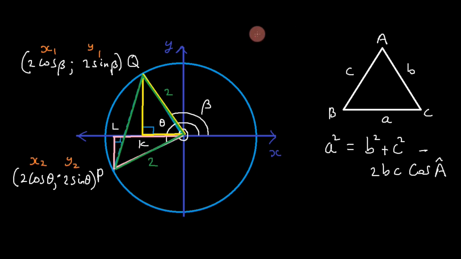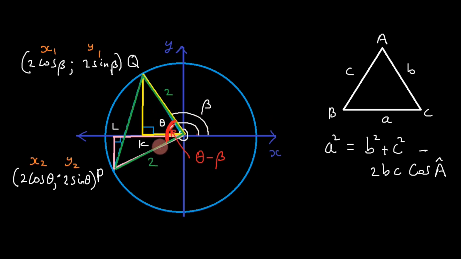Now, before we can do this, just notice that this angle here is theta, measured anticlockwise from the positive x-axis. So this angle is theta. Then this angle here is beta. Then angle QOP, so this angle here, is going to be theta minus beta. So theta minus beta, so it's theta less beta.